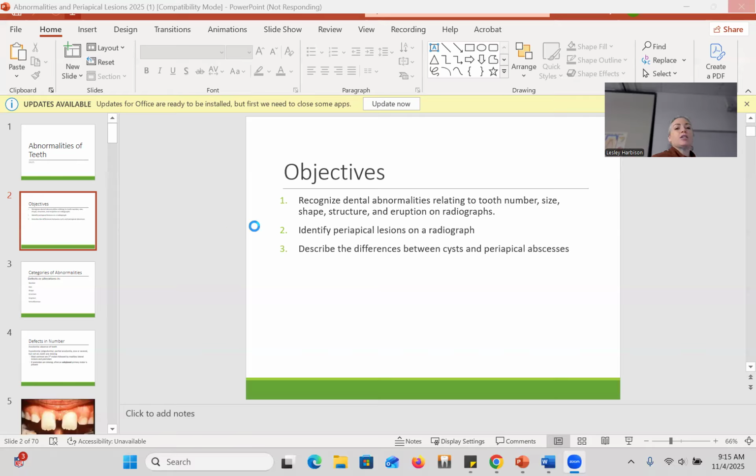So abnormalities. We're going to look at different abnormalities that can include tooth number abnormalities, shape, structure, the way a tooth is developed. This objective is probably for the other PowerPoint, so I don't know that we're going to get to the lesions, the cysts, and the periapical abscesses. So we'll just stick to the abnormalities.